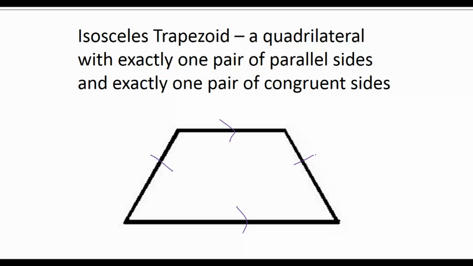And actually, if you imagined, it's basically an isosceles triangle with the top chopped off. That's what an isosceles trapezoid is. I'm going to erase that though. But that's really all an isosceles trapezoid is. It's an isosceles triangle with the top chopped off. So it has one pair of parallel sides and one pair of equal sides.